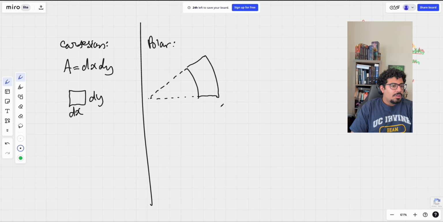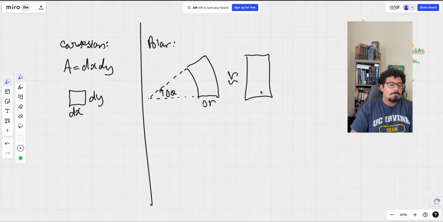Now it turns out to find what the area of this is in terms of r and theta, this is delta theta, this is delta r, we can approximate this as a rectangle. This short side we can immediately see is delta r, but this long side, that's a different story. For this long side, intuitively you can see that this length is different from this length.